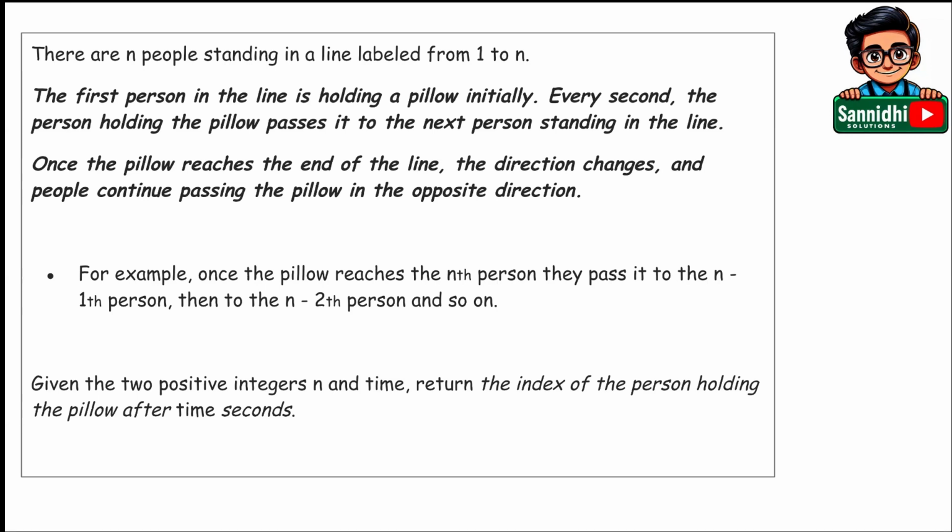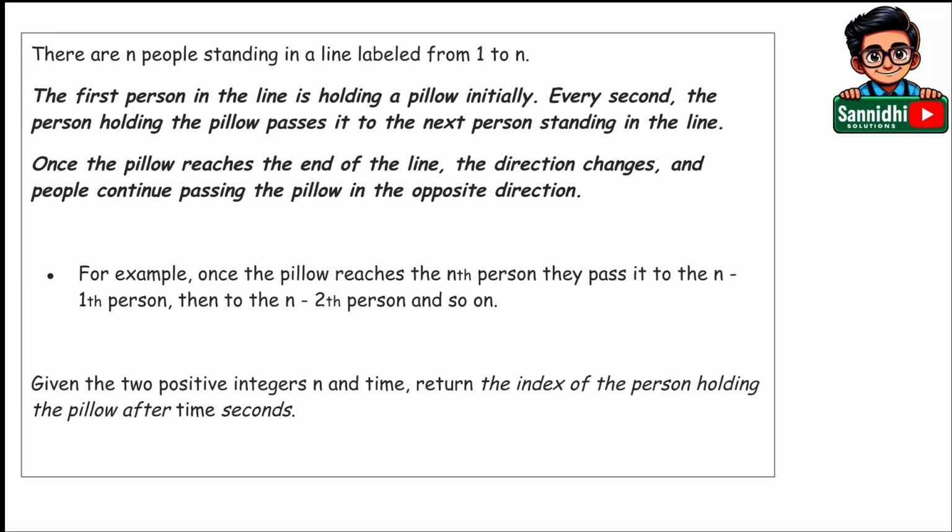So given two positive integers n and time, return the index of the person holding the pillow after time seconds. So the inputs are the number of persons, that is n, and the time, that is t. Then we need to give the output of the index after the time seconds.